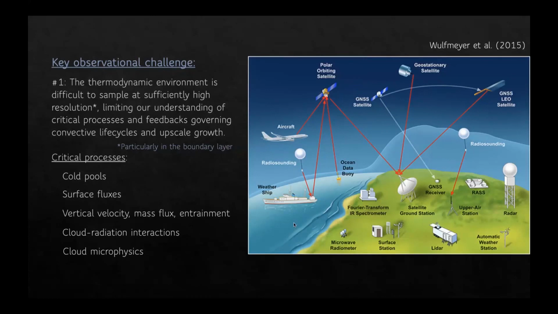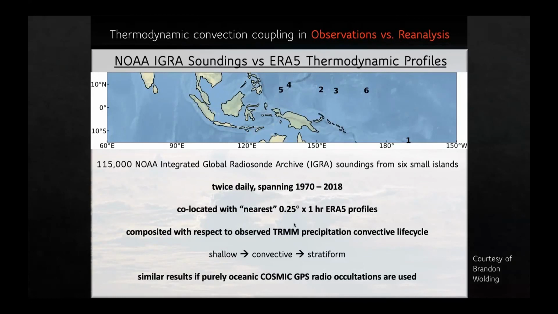And just to outline critical processes, we have cold pools, surface fluxes, vertical velocity, mass flux, and entrainment, cloud radiation interactions, cloud microphysics. All of these critical processes, I argue, are tied really intimately to our understanding of the coupling with the thermodynamic environment. And so that puts my recommendation for improving observations in the atmosphere and understanding of these thermodynamic deep convection couplings as number one, underpinning all of those relationships.